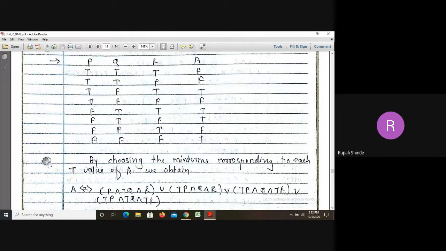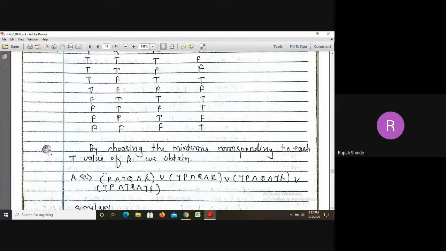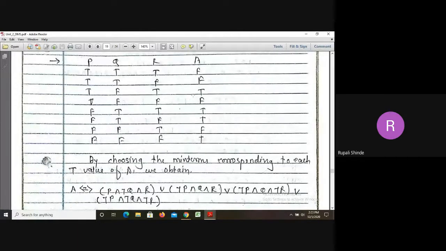So here we got 4 minterms, and now we have to connect all these minterms by the disjunction operation. So this is our required PDNF form. Check: every bracket contains all the 3 variables P, Q, R, and the product is inside the bracket, the sum is outside the bracket. So likewise, we can obtain PCNF for the same formula.